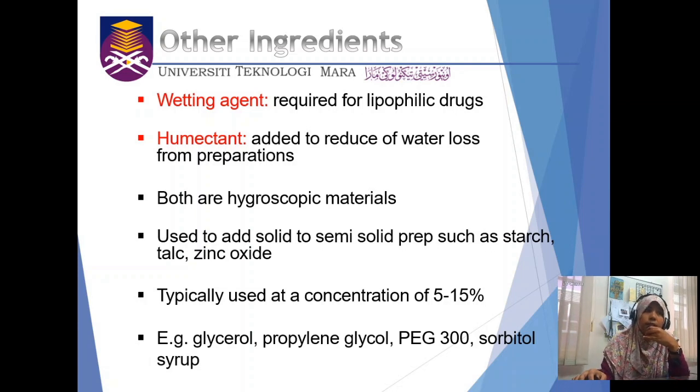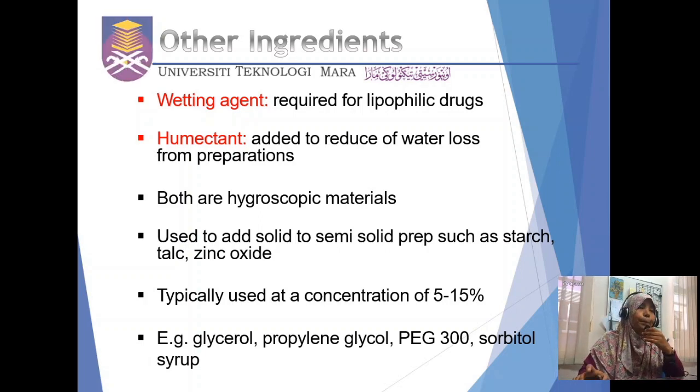Okay, for example, starch, talc, zinc oxide. If you have those preparation, then you can add this wetting agent or humectant. Okay, typically used at a concentration of 5 to 15%. The example of these two, wetting agent and humectant, is glycerol, propylene glycol, polyethylene glycol 300, and also sorbitol syrup.